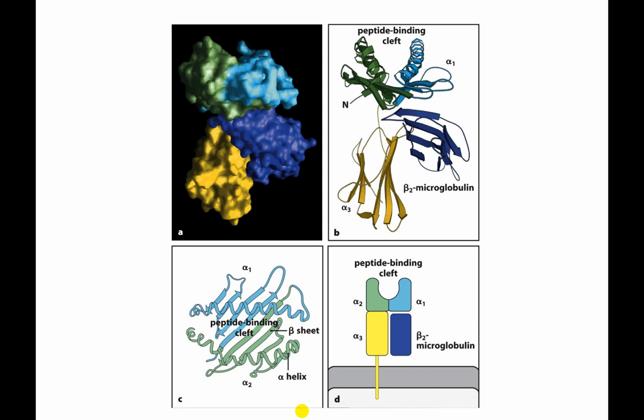In the right upper panel, you will see the ribbon model of the structure. Left upper one is a spatial graph showing the structure of MHC class 1, and in the lower left you will see the peptide binding cleft with 2 alpha helices on both sides and beta sheet at the bottom.